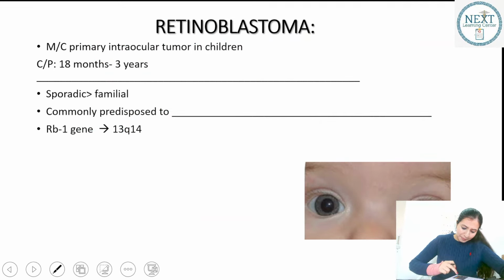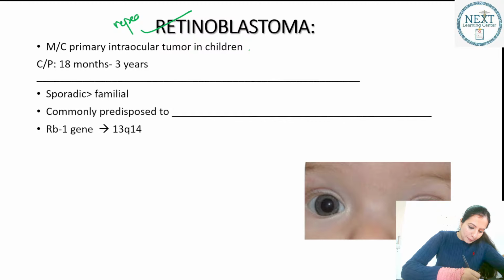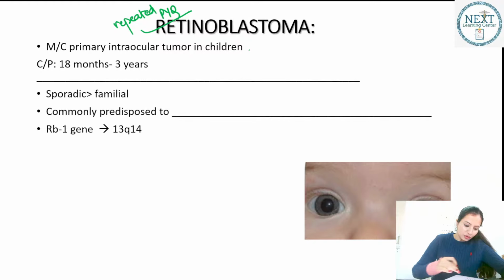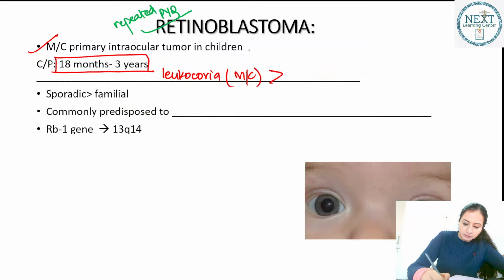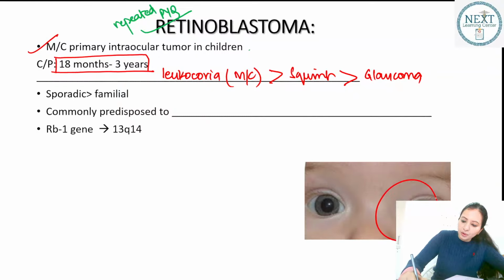Retinoblastoma, it is a repeated previous year question. Very important topic for the exam. So, what is it? It is the most common primary intraocular tumor in children. Clinical presentation is somewhere between 18 months to 3 years as leukocoria. This is the most common clinical presentation, followed by squint, followed by glaucoma. This is your leukocoria.